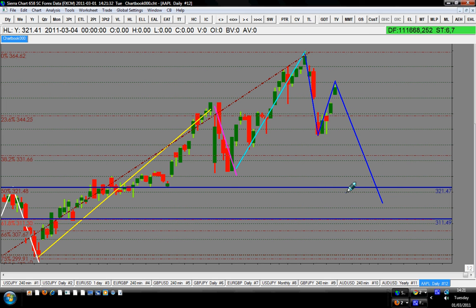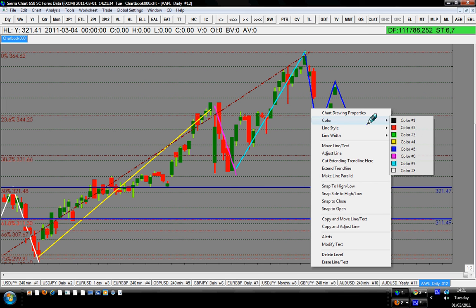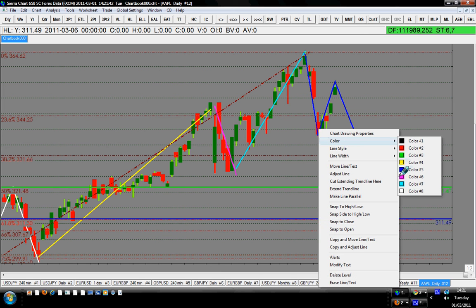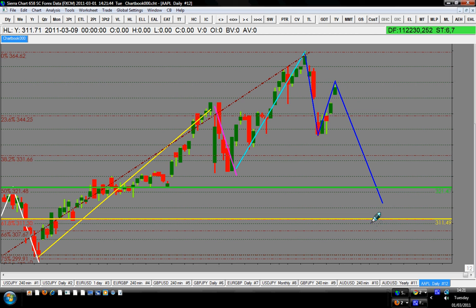The first, I will color them different colors so we know exactly what we are talking about. The green one is the 50% Fibonacci retracement level, and I will color the second one in my favorite color, the yellow color, and the second one is the 61.8 Fibonacci retracement level. So after the 5 wave, the A, B, C corrective move, we usually bring the price into the zone of 50% and 61.8 Fibonacci retracement level.